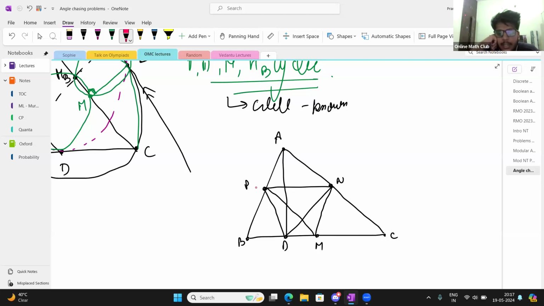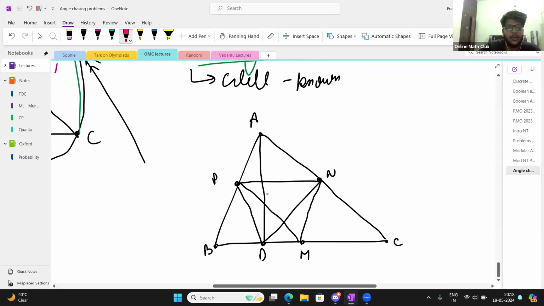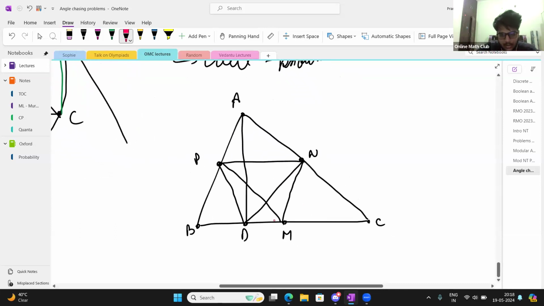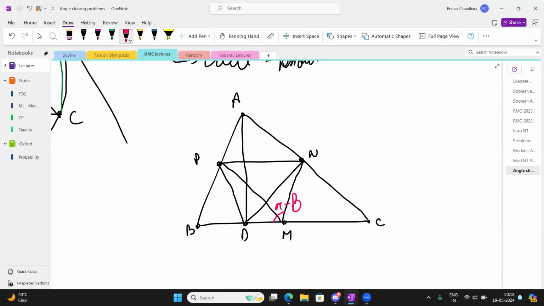Yeah, actually, now I don't see why this is cyclic. I know that there's a proof along these lines. This is sad. Well, just try to do it. I think I have proved it using angle chasing.